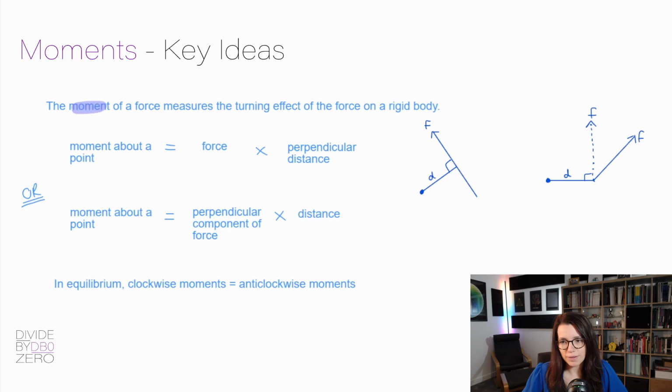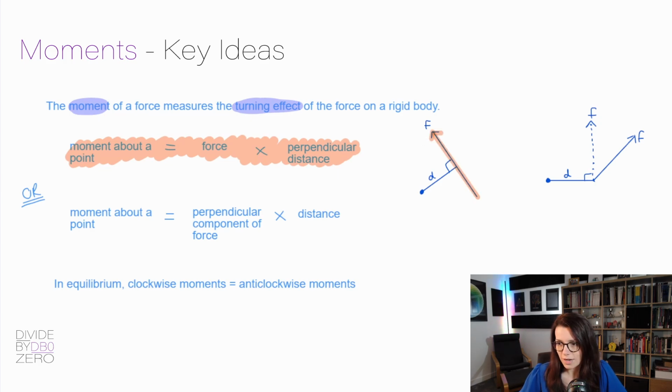First of all, the moment of a force measures the turning effect of the force on a rigid body. To calculate it, you say the moment about a point is equal to the force times the perpendicular distance to that point. So on this diagram here, we have the force times the perpendicular distance to that point.